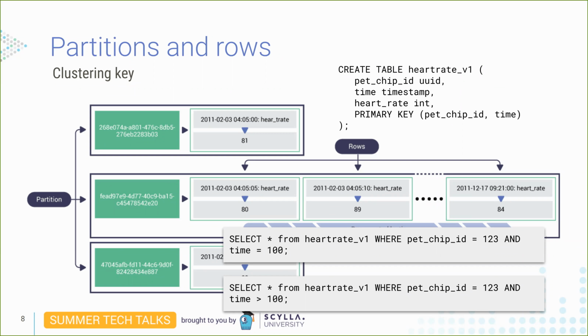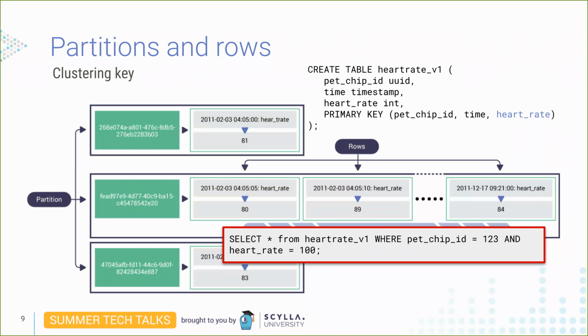However, if you have two clustering keys, which is the case that I'm trying to illustrate by adding heart rate to the primary key, the sort inside the partition will happen in the same order as the clustering key order. So data will be sorted first using time, and then sorted second using heart rate. We cannot, for example, write a query specifying heart rate and not time because data is physically stored by the clustering key order. So this query here will fail because we're not specifying time, we are only specifying heart rate.